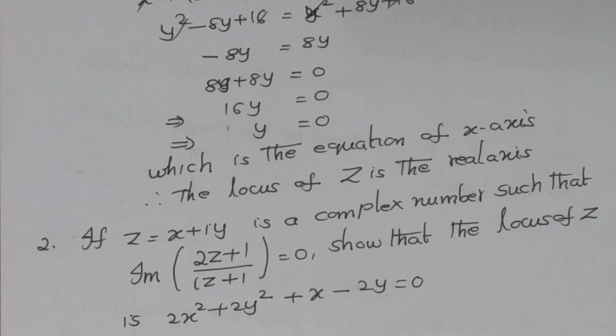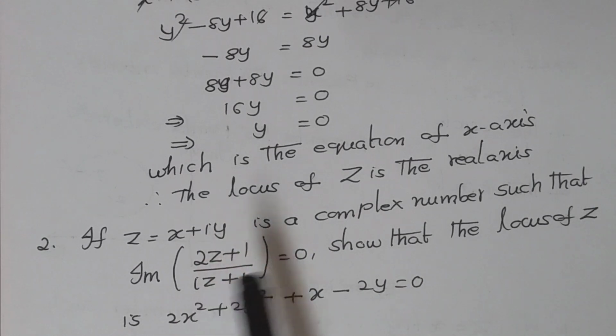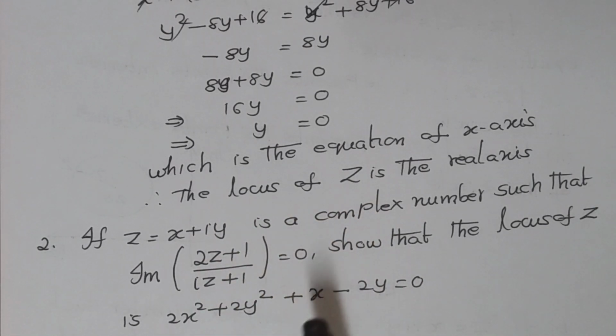Okay students, in this video I am going to explain exercise 2.6 second problem, which is an important problem. If z is equal to x plus iy is a complex number such that the imaginary part of (2z plus 1) by (iz plus 1) is 0.